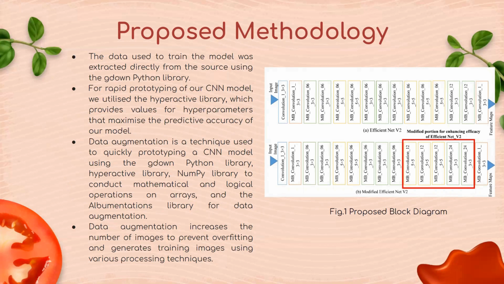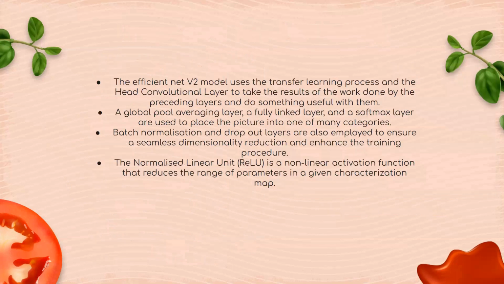To avoid overfitting, data augmentation generates training images using a variety of processing methods while also increasing the amount of images. The head convolutional layer and the transfer learning method are used by the EfficientNetV2 model to take the outputs of the work done by the preceding layers and do something meaningful with them.